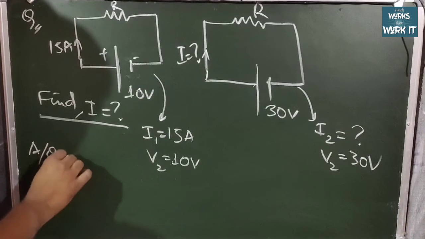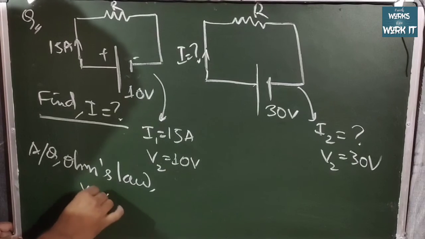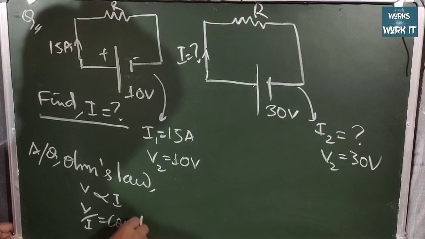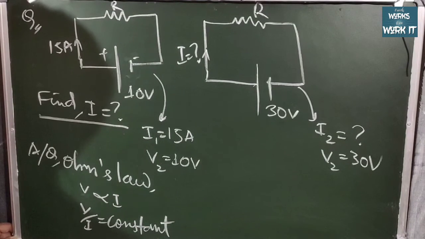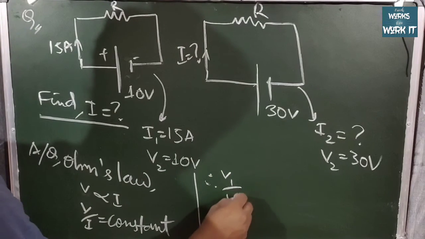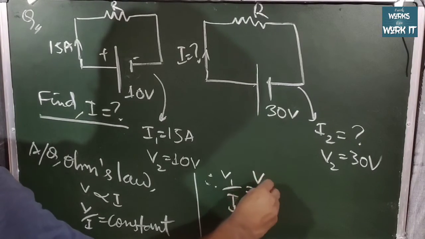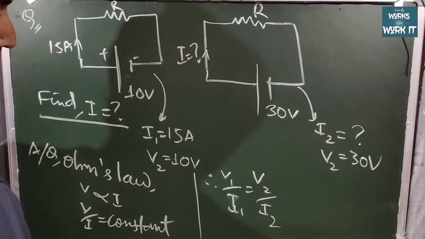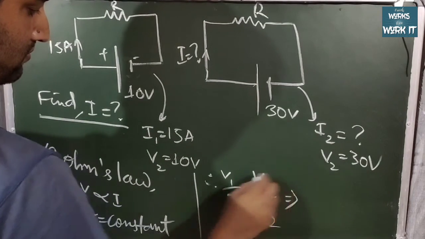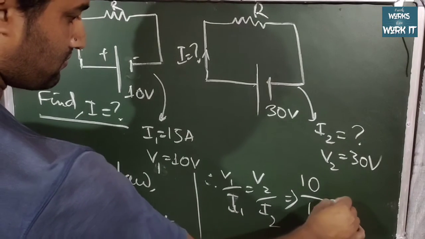Okay, so according to Ohm's law, potential difference is directly proportional to the current. So we can write V by I is equal to constant. From both figures, we can write V1 by I1 is equal to V2 by I2. Both are constant, that's why we have written them as equal. So putting the values here, we can find out the answer.